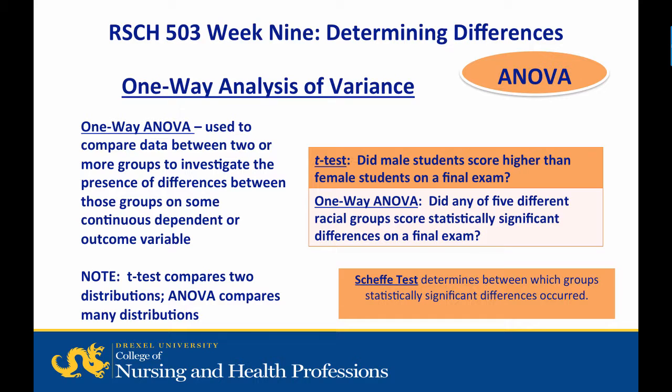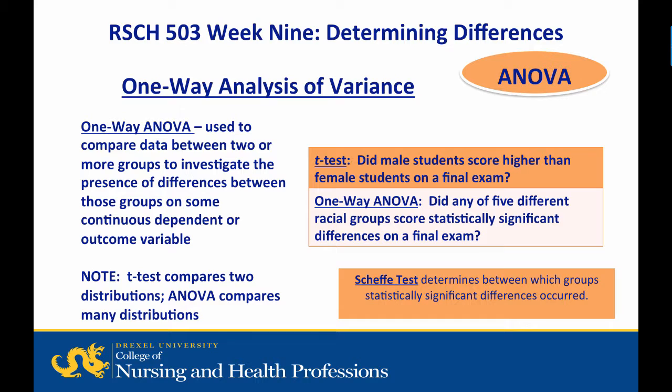Analysis of variance is a procedure that compares data between two or more groups or conditions to determine the presence of differences between those groups on some continuous, dependent, or outcome variable. Please note that the t-test compares two distributions, while the analysis of variance, or ANOVA, compares many distributions. For example, we would use the t-test to answer the question, did male students score statistically significantly higher than female students on a final exam?